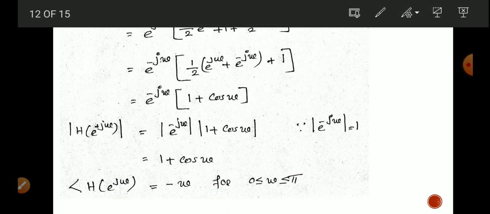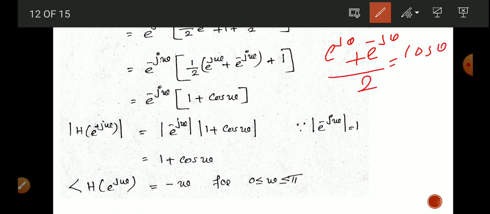Again this is in the form of a trigonometric equation. We know e raised to j theta plus e raised to minus j theta by 2 equals cos theta. So we can write this as 1 by 2 into e raised to j omega plus e raised to minus j omega equal to cos omega. This is the term cos omega. Then we can rewrite this as e raised to minus j omega into 1 plus cos omega.